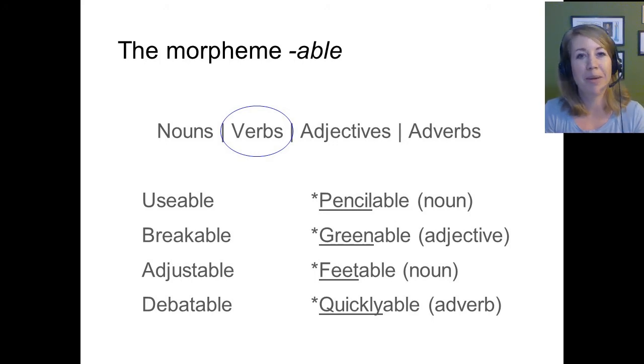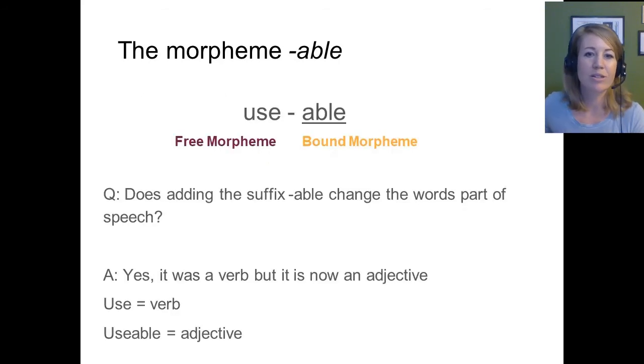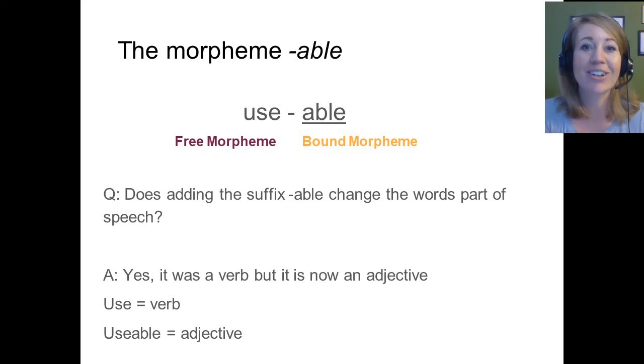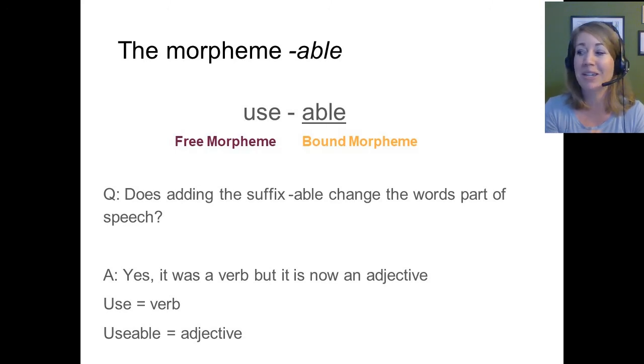And then we have our word bank on the right. Pinceable, pencil is a noun. Green is an adjective. Feet is a noun. Quickly is an adverb. And you can see how able cannot attach to those words. So this begs the question, does adding the suffix able change the word's parts of speech? And the answer here is yes. I know in our last examples it didn't change the parts of speech, but it does here.